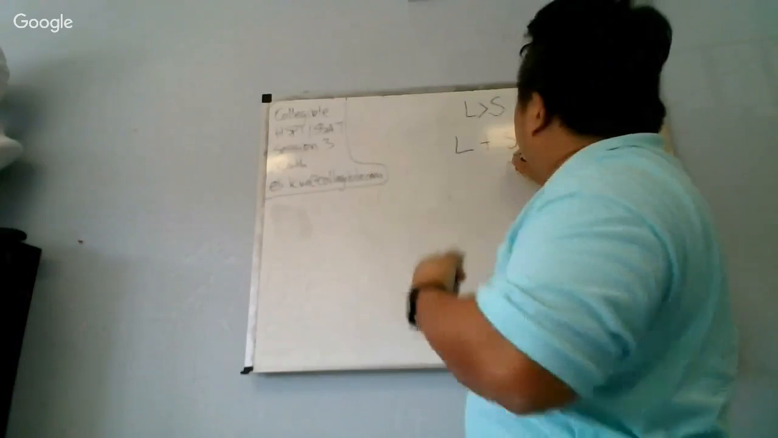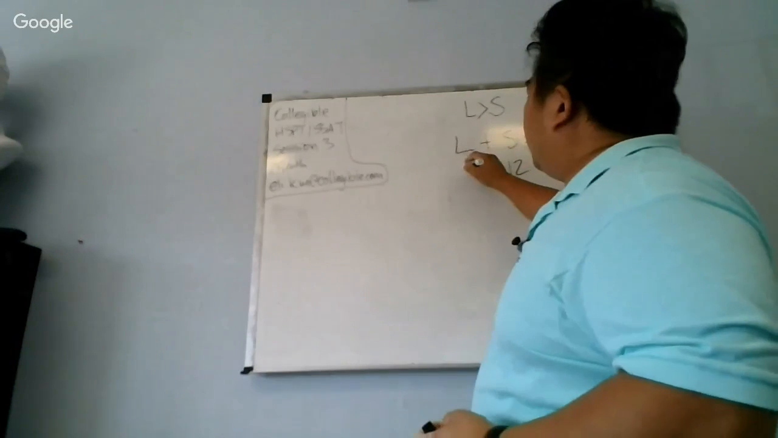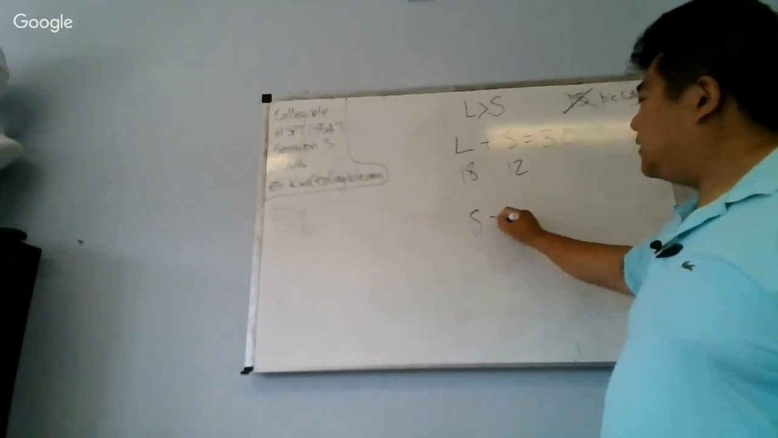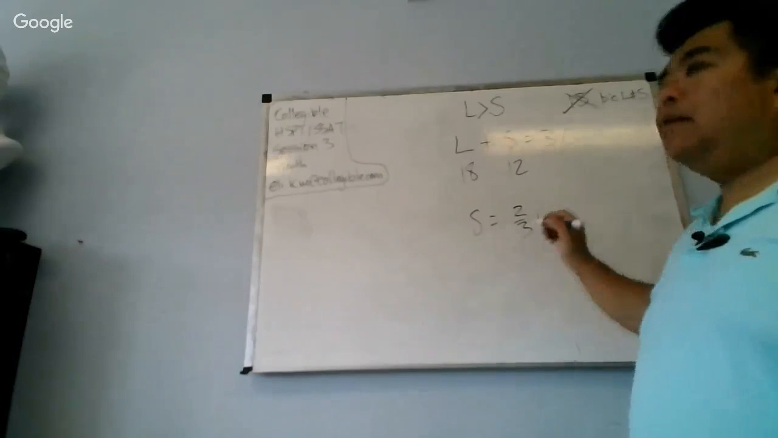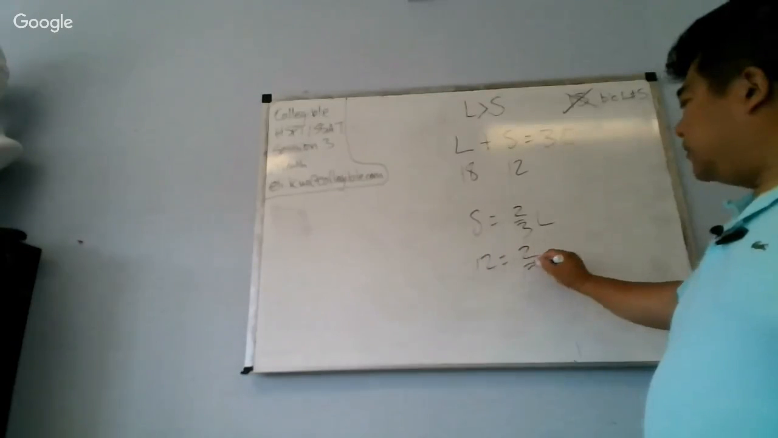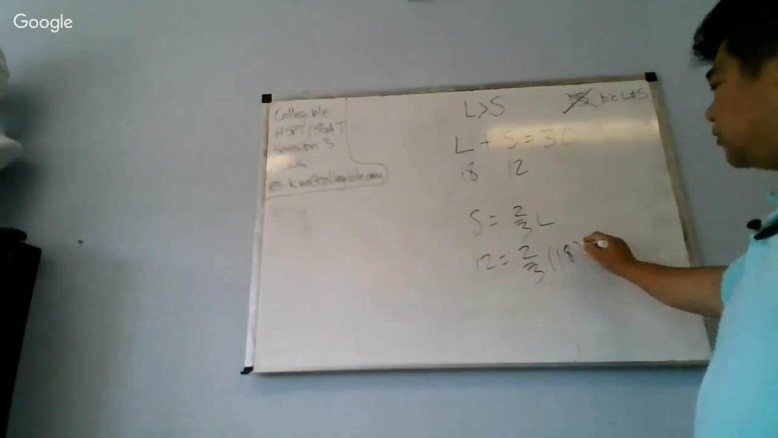If S is equal to 12, then this has to be 18. So let's put these into this formula. S is equal to 2/3 of L. If we put it in here, this is 12, 2/3 times 18. Is this true?